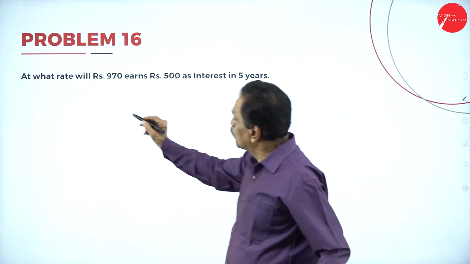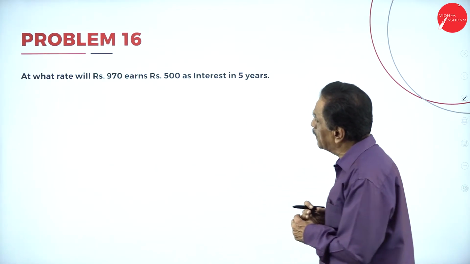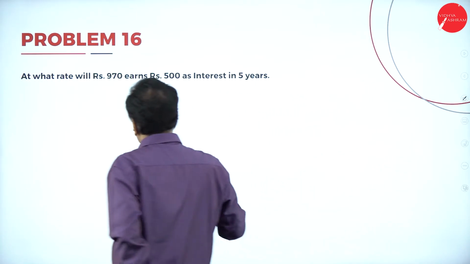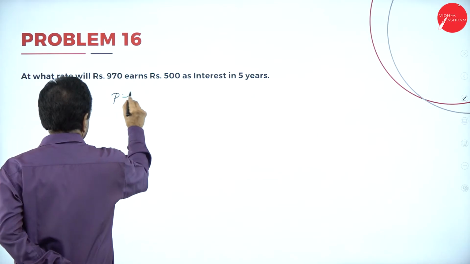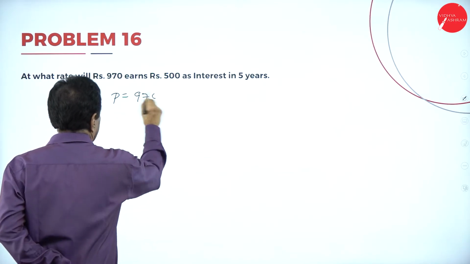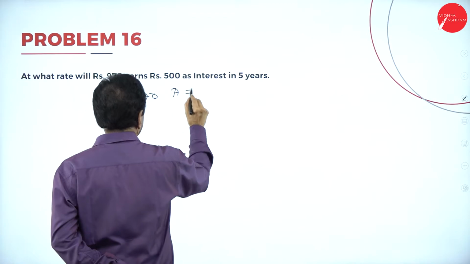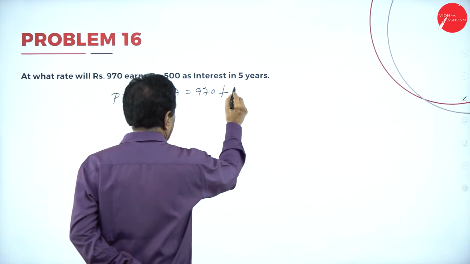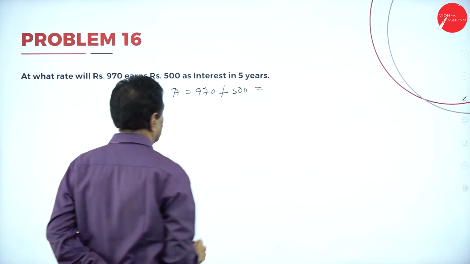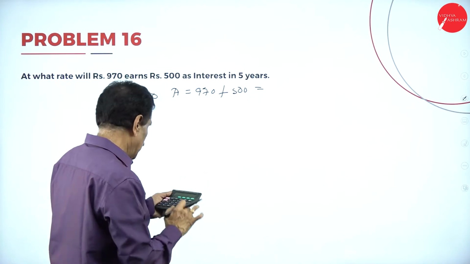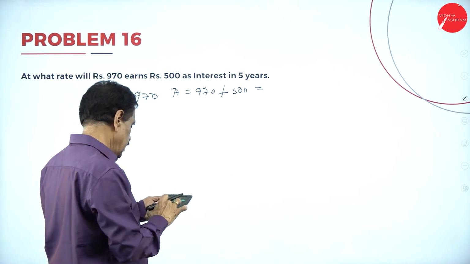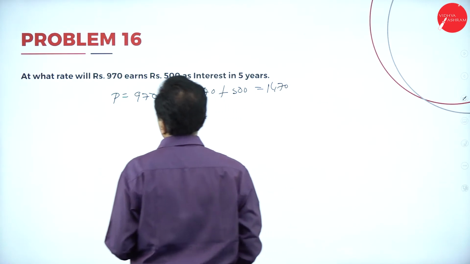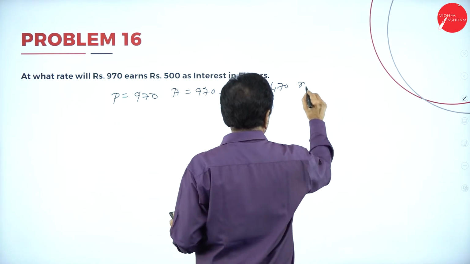We have done this. At what rate will 970 earn 500 as interest in 5 years? So P is equal to 970. A is equal to 970 plus the interest earned 500, so 970 plus 500, 1470. N is equal to 5 years.